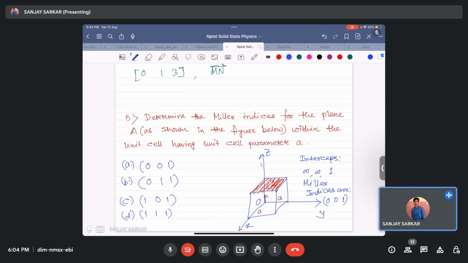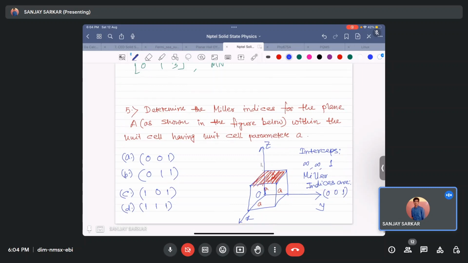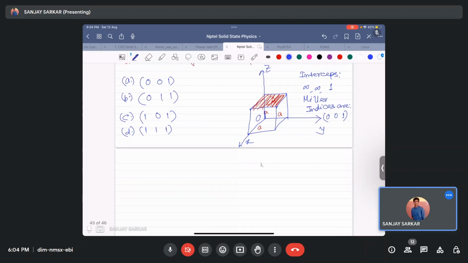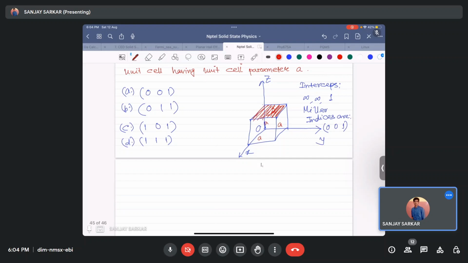So this was really easy. I don't think I need to explain it more, so we'll go to the next question. You just need to find the intercepts along each of these crystal axes. The next question is also the same. Question number 6 is: determine the Miller indices of the plane.